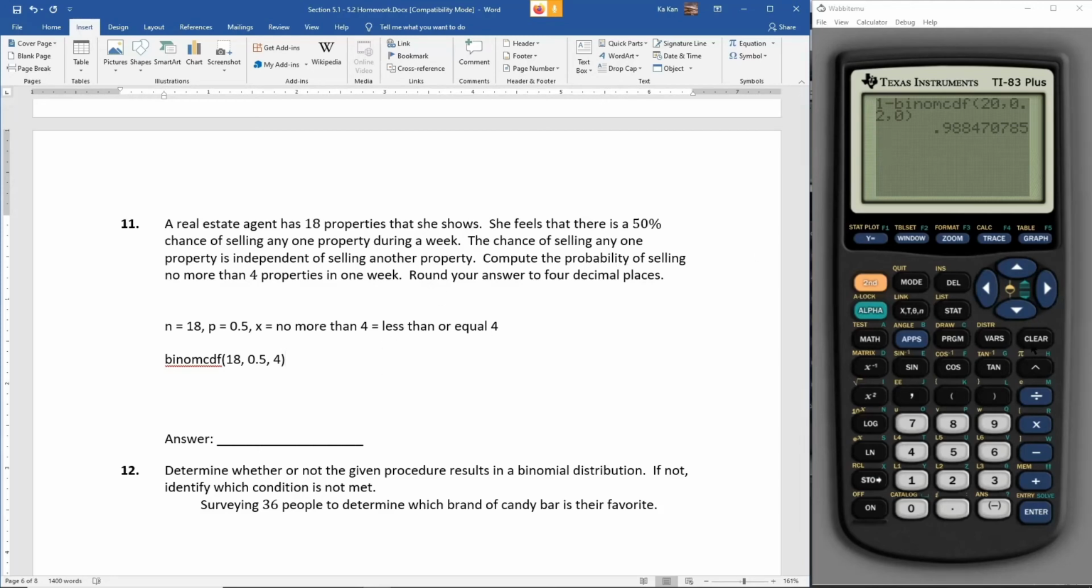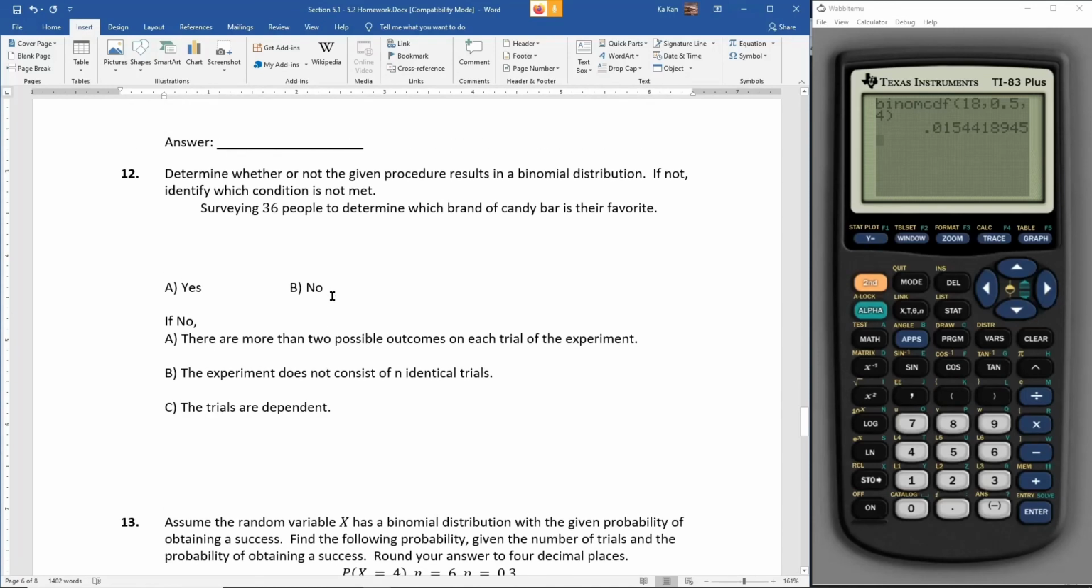So let's put this in the calculator. Again, second var, and then you scroll down to binomial CDF, and then 18, comma, 0.5, 4. And I have 0.0154, and that's 4 decimal places. So about a 1.5% chance you will sell no more than 4.